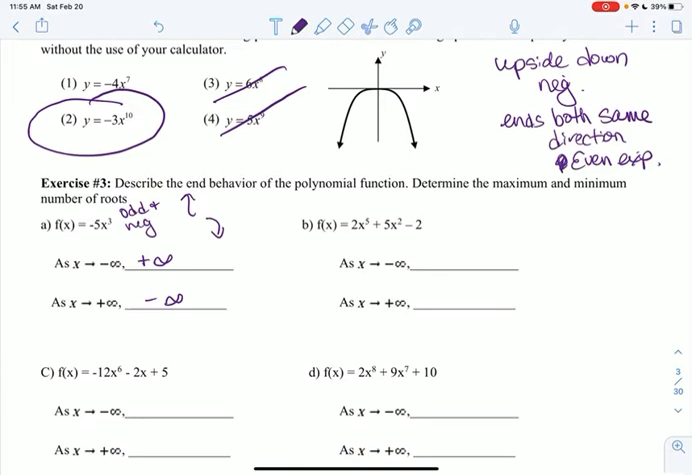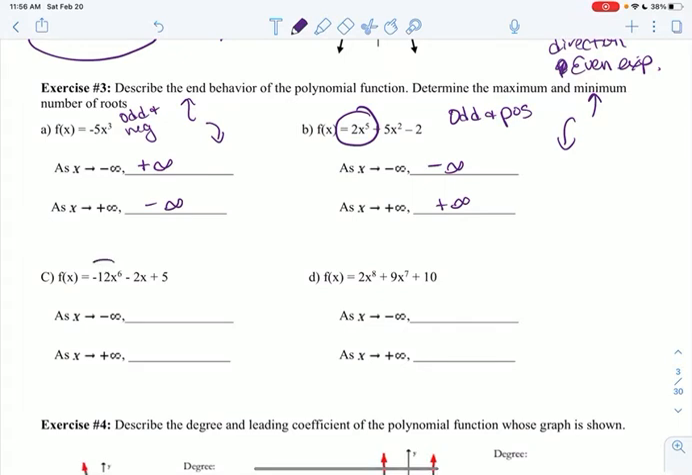Now let's look at B. All I'm concerned about is that highest exponent. All right, so it's odd and it's positive. Odd and positive looks like this. So as x is approaching the left, negative infinity, I'm going negative infinity. That's the end behavior. And as x approaches positive infinity to the right, I am going up, so that is positive infinity.